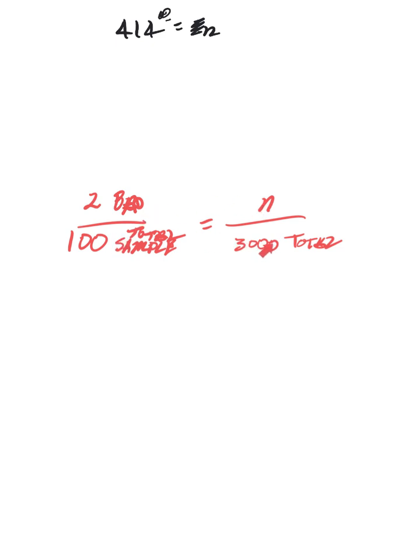Total here, total here. Cross multiply is what that's called. 2 times 3,000 is 6,000. And that equals 100 times n. Take that 100 and put down here, cross it off there, and we end up with 60 bad ones out of the 3,000 that we have total. So that's it. Go ahead and do 1 through 10 on page 104.